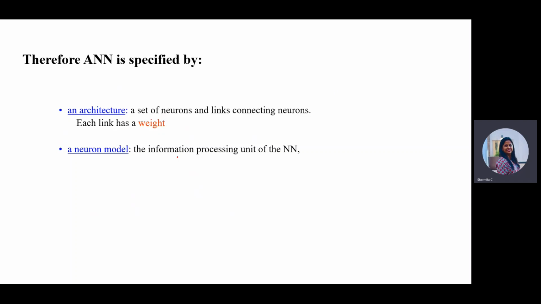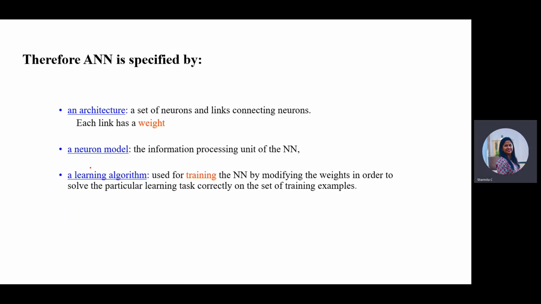A neuron model, the information processing unit of the neural network. This is nothing but the learning rule that we have to adopt. A learning algorithm used for training the neural network by modifying the weights in order to solve the particular learning task correctly on the set of training examples. So these are the three things that have to be specified for an artificial neural network: an architecture, a neuron model, and a learning algorithm.